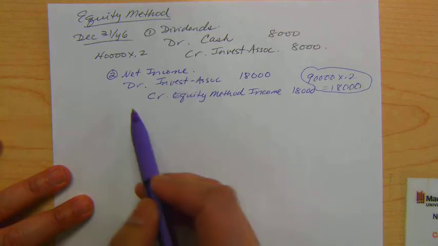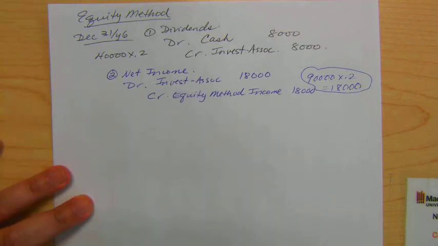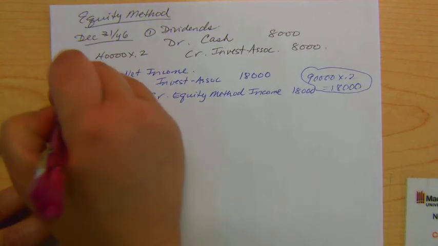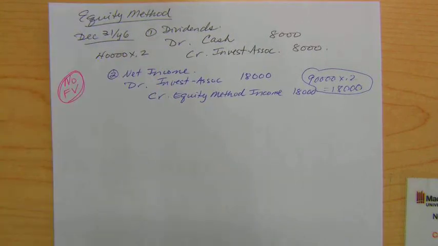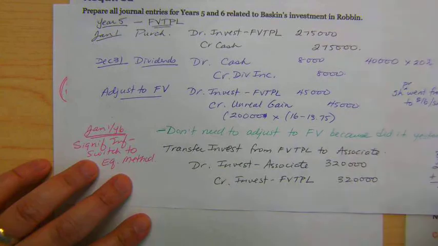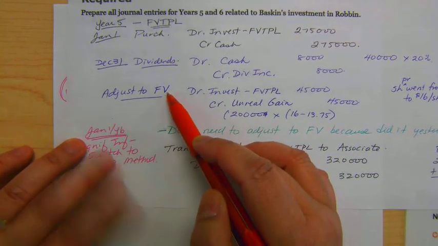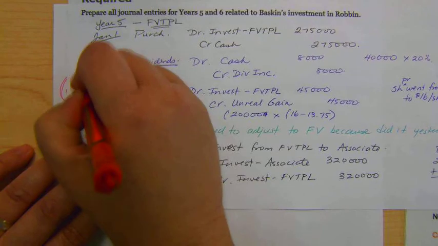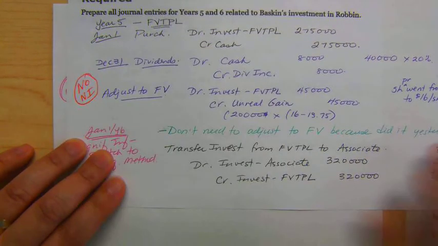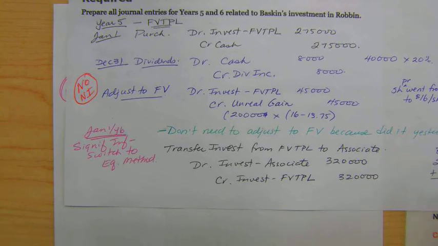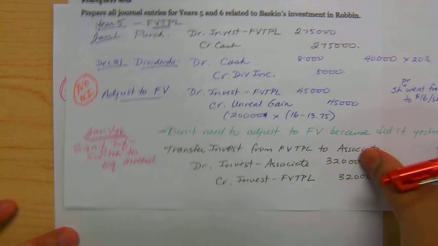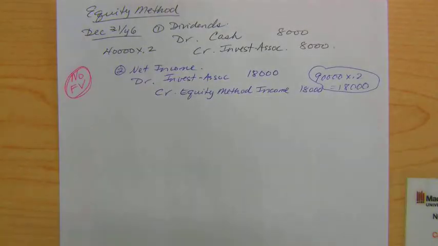So should I mark it to fair value now? No. So make a little note. No fair value. And we're going to go back to the other page where we had dividends. And what am I missing? No income. So no net income here. So that's the difference between the fair value methods versus the equity methods. So just little things to trigger your memory. Okay, so we know no fair value.